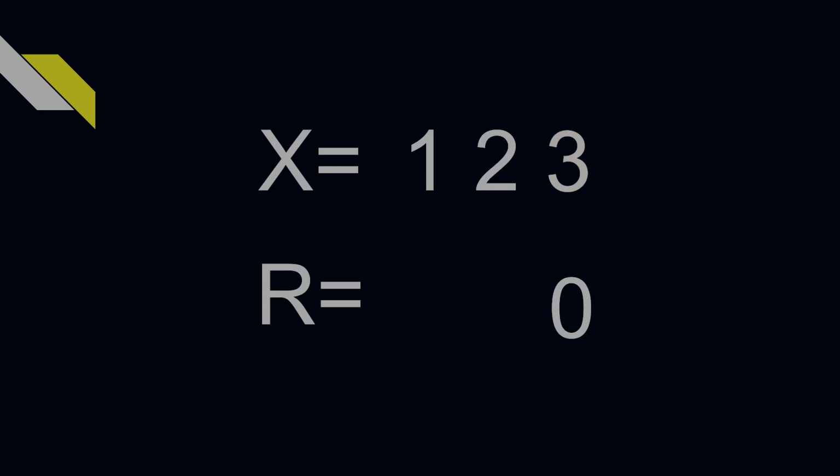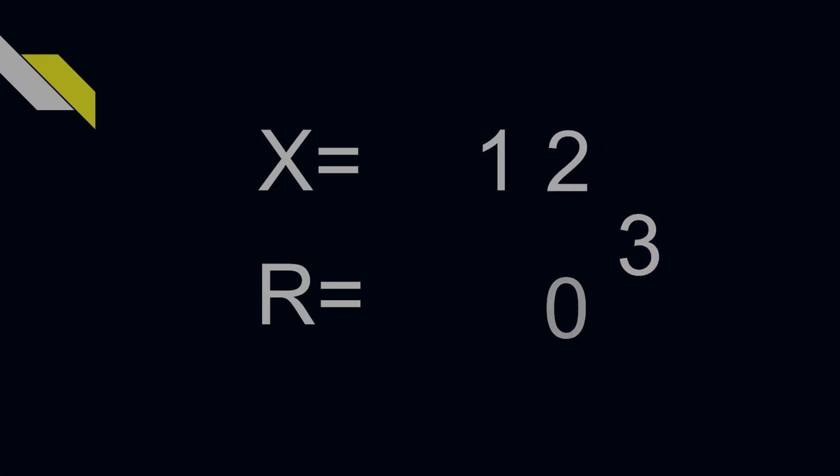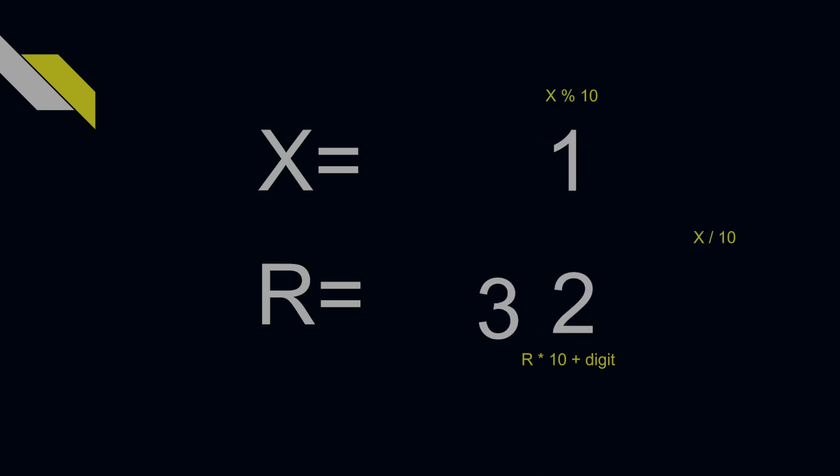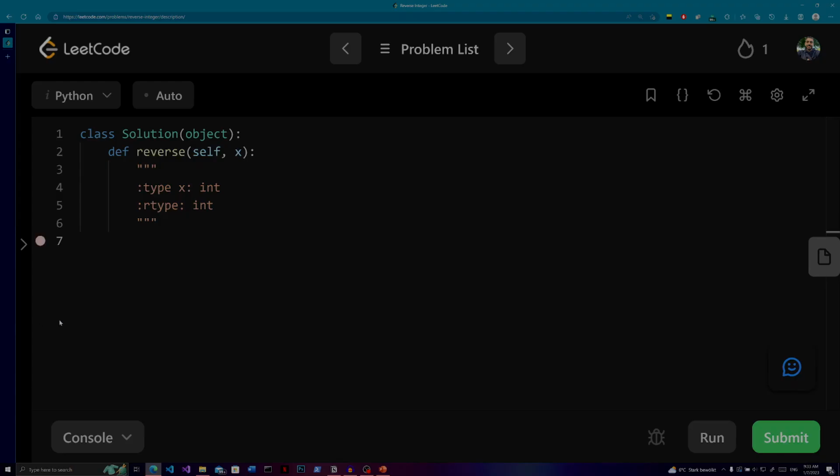To take the digit in x, we use the modulus operator. To shift right, we divide by 10. To shift r to the left, we multiply by 10 and then add the digit. And that is repeated over and over until x reaches 0. Until now, that's easy. So let's implement this part.